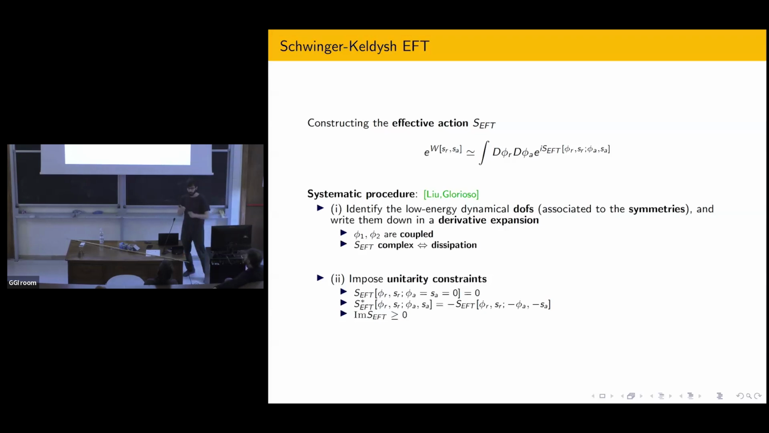What we note in this case is that in general, phi1 and phi2, the fields on the two legs of the contour, are coupled. And the action is in general complex, which is equivalent to the fact that we have dissipation.